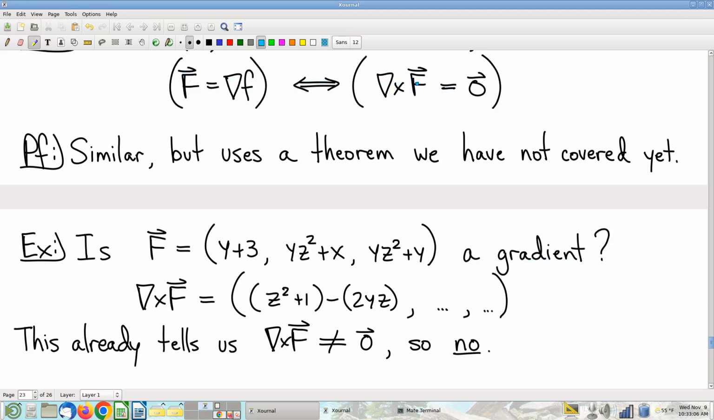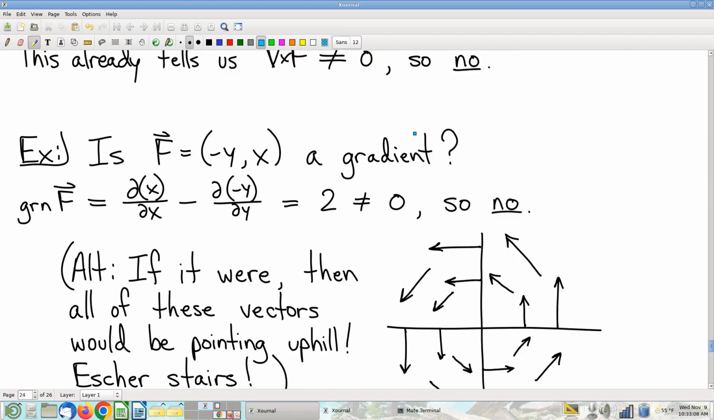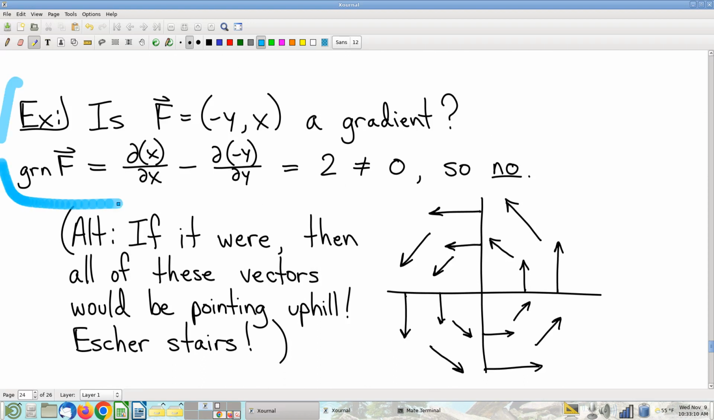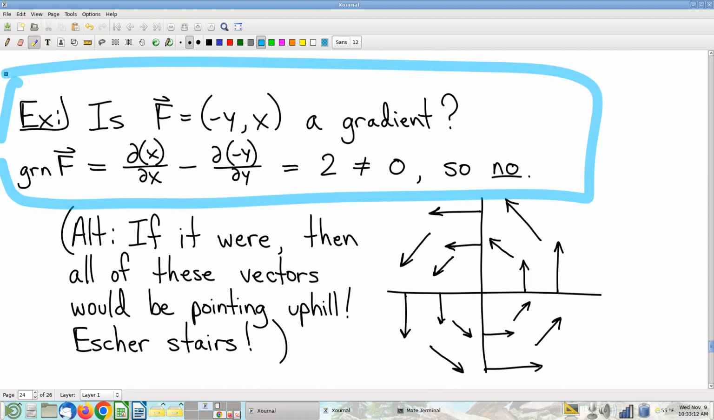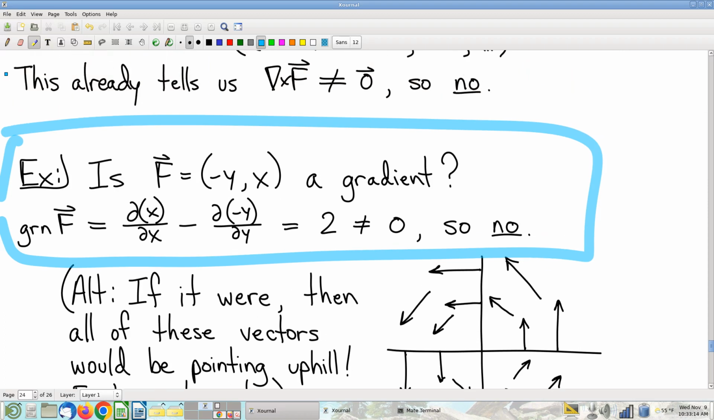Okay. Here's another example. Now here's a 2-dimensional example. Looking at what I've got right here. Is this vector field a gradient? Now you'll notice, being 2-dimensional, I've got to apply Green's operator. And so I apply Green's operator, compute the appropriate partials. I get 2, which is not 0. So again, no, this is not a gradient. Everybody happy with that?